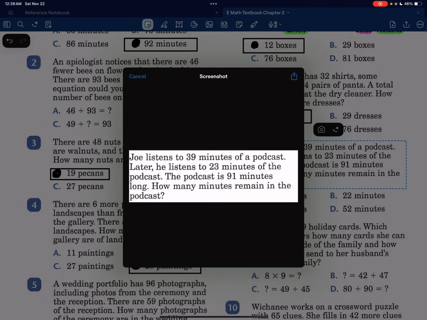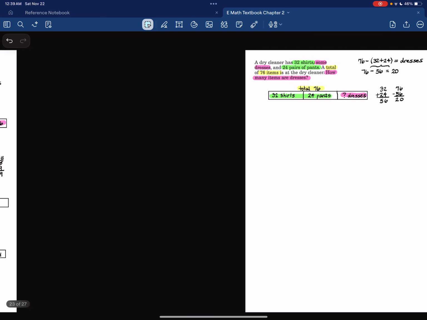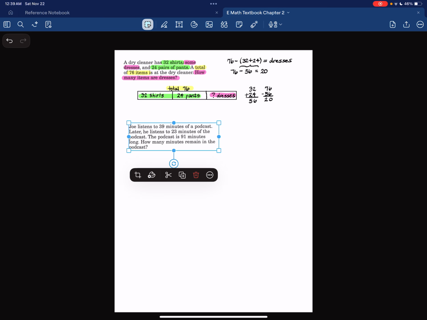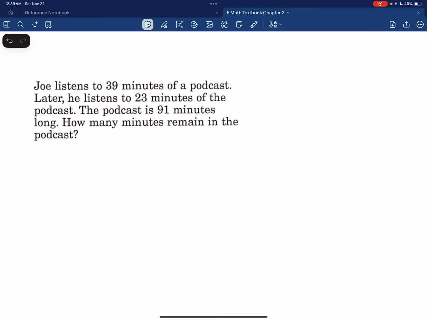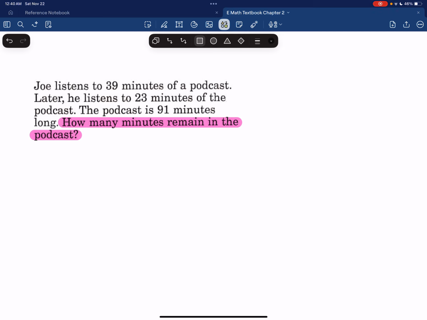All right. Joe listens to 39 minutes of a podcast. Later, he listens to 23 minutes of the podcast. The podcast is 91 minutes long. How many minutes remain in the podcast? So, the word remain is a clue. That's a subtraction word.